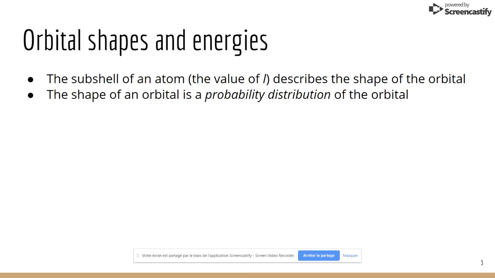So when we talk about the subshell of an atom, we're really discussing the value of L, and that is describing the shape of the orbital. And that shape is just what's called the probability distribution. It is showing where the electron is likely to be. So the shape and the energy are sort of related. In general, the more complex the shape is, the more energy that it has.